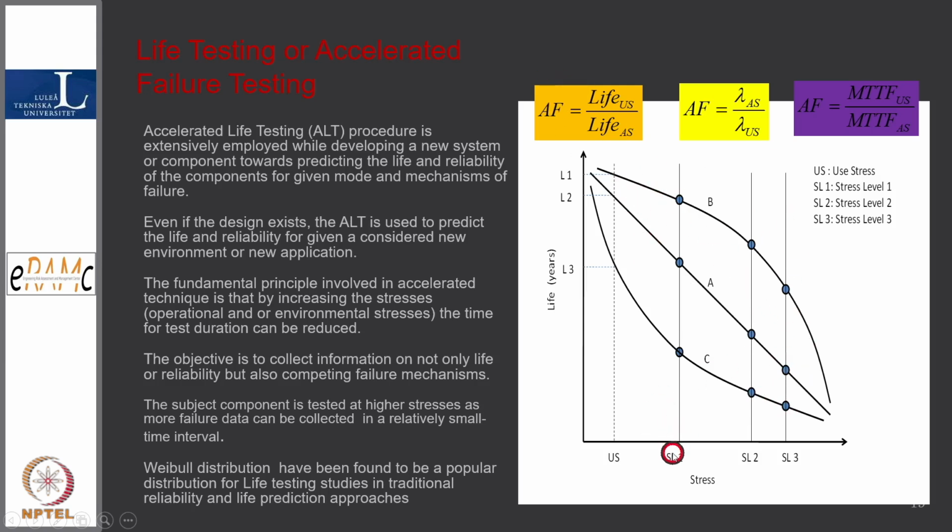So we can derive this particular factor, which is called the acceleration factor. Acceleration factor is nothing but life at use stress divided by life at accelerated stress. Then it can be in terms of mean time to failure also. So use stress over accelerated stress, that gives the acceleration factor.